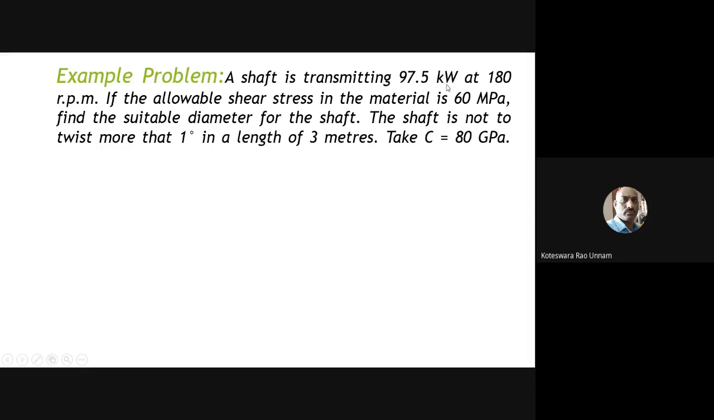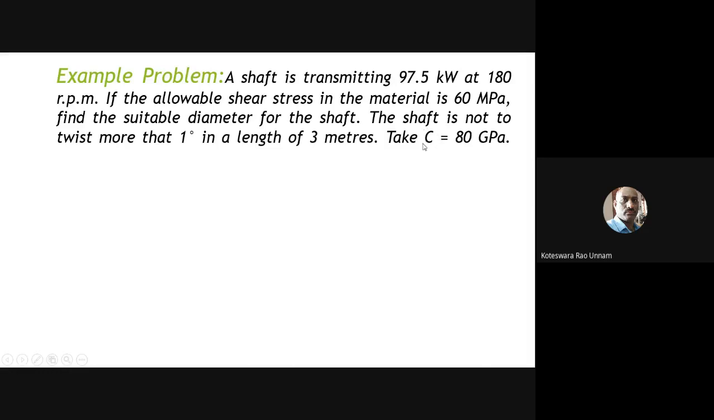A shaft is transmitting 97.5 kilowatts at 180 rpm. If the allowable shear stress in the material is 60 MPa, find the suitable diameter for the shaft. The shaft is not to twist more than 1 degree in a length of 3 meters. Take C is equal to 80 GPa.